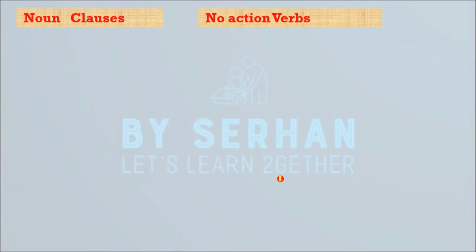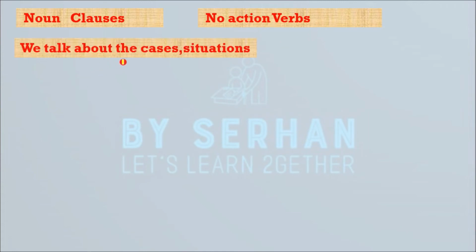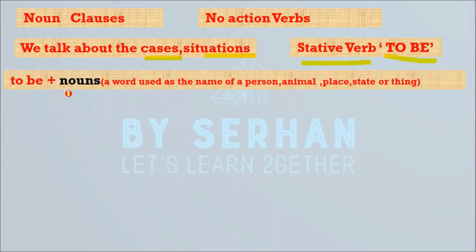All the sentences are called noun clauses, which we form with the verb to be, because we don't have any action verbs. We just talk about the cases and situations. And we can say to be is a stative verb. It doesn't tell any movement. It doesn't tell any action. It is a stative verb because we just talk about the cases and situations.